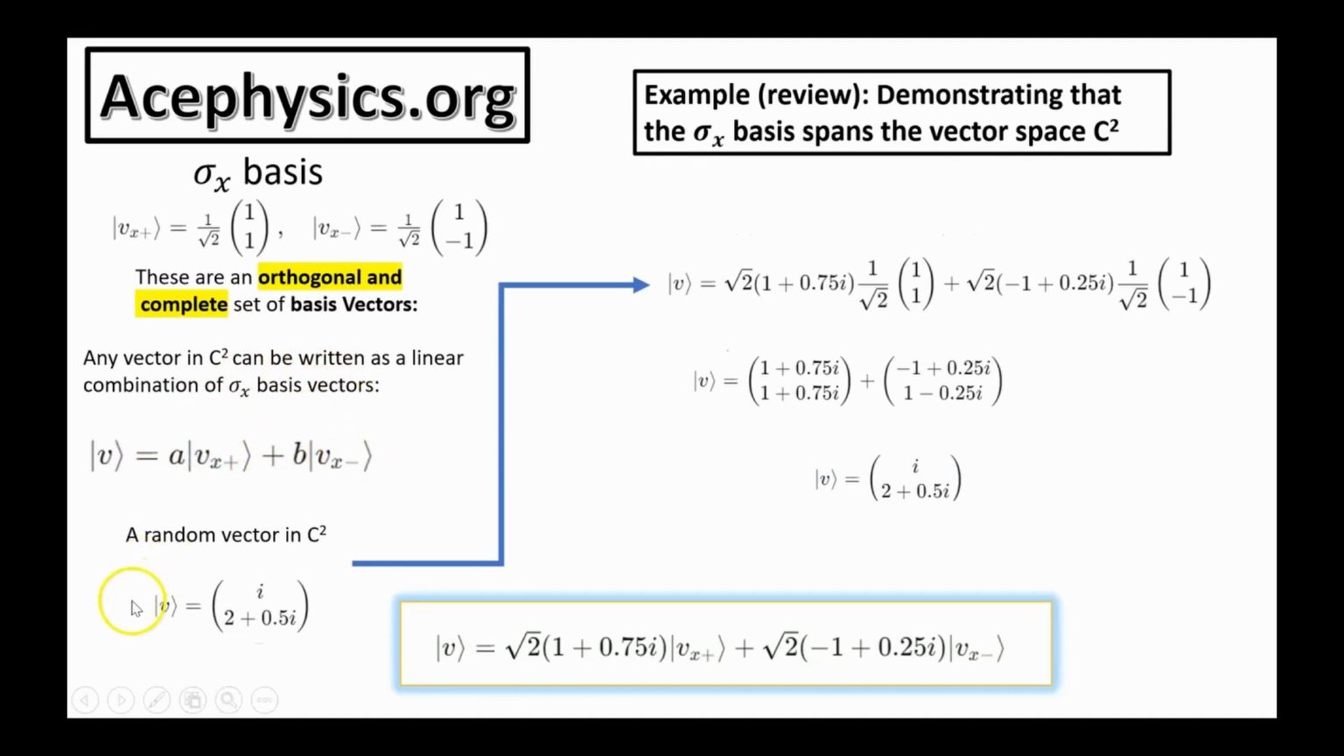Let's take a look at an example. This is a vector v in C2. One of its components is i, and the other is 2 plus 0.5i. On this slide, I'm going to tell you what the complex numbers a and b are, and show you that it works out. On the next slide, I'll explain how we compute a and b. v is equal to this complex number times the vector plus x, plus this complex number times the vector minus x. I factored out a root 2 to make the math easier, so the root 2 cancels on top and bottom. If you do the algebra, you can see this linear combination of plus x and minus x does equal the vector v. The vector v, i and 2 plus 0.5i, written in the x basis is here.